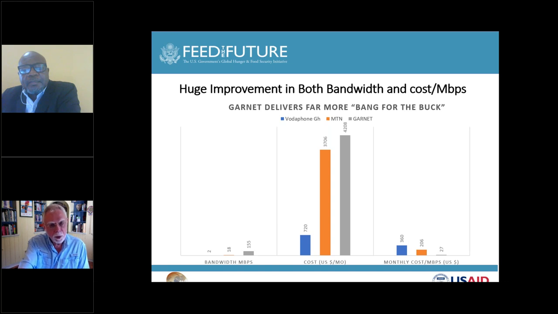Look at what it is per MB. When they were with their first ISP, they were paying $360 per MB per month. With their second, again a telco, they were paying $206. But by the time they moved to their NREN, Garnet, they were only paying $27 per MB.